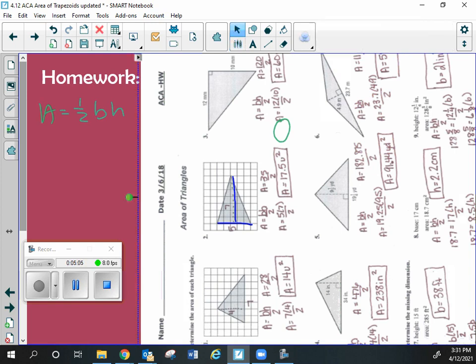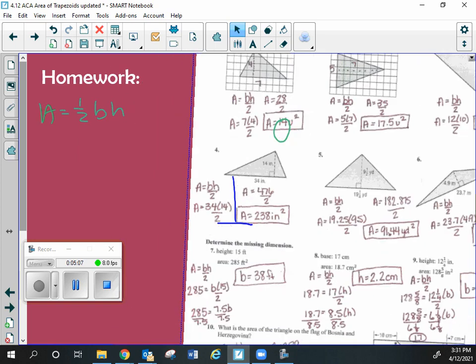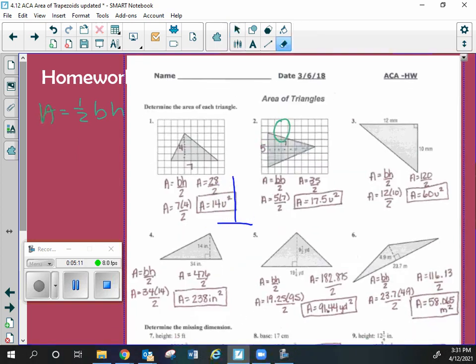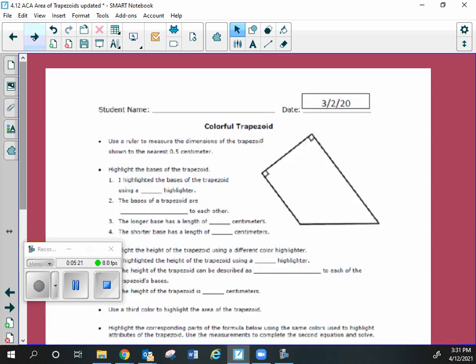Okay? That same rule applies to parallelograms. The height had to be straight up and down. And it's going to happen today with our trapezoid. And the height always has to be perpendicular to the base. Okay? Again, we are talking about trapezoids.